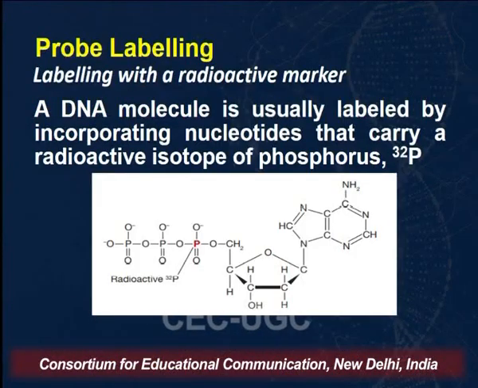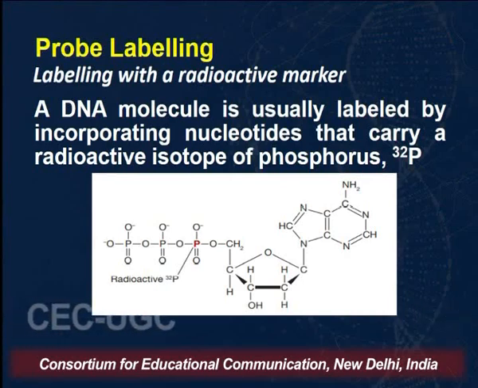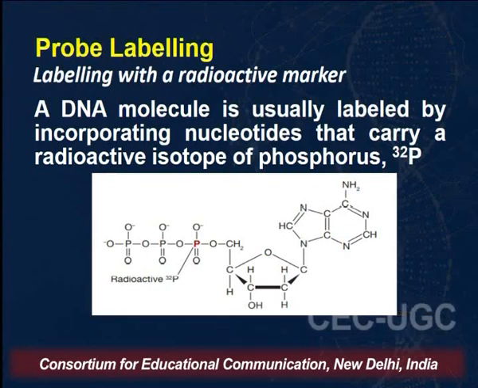Now when we talk about probe labeling, the labeling can be done with a radioactive marker. A radioactive marker is basically when a DNA molecule is usually labeled by incorporating nucleotides that carry a radioactive isotope of phosphorus, which is P32. You understand that in the backbone of a DNA molecule, the bases are joined together by phosphodiester bonds. A phosphodiester bond is shown here.